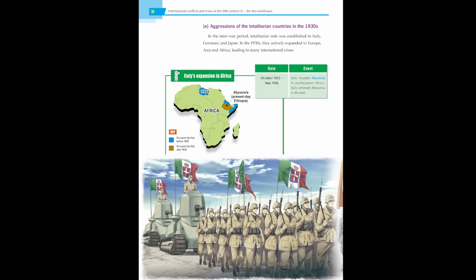E. Aggressions of the totalitarian countries in the 1930s. In the interwar period, totalitarian rule was established in Italy, Germany, and Japan. In the 1930s, they actively expanded in Europe, Asia, and Africa, leading to many international crises. Look at Italy's expansion in Africa. From October 1935 to May 1936, Italy invaded Abyssinia in northeastern Africa. Italy annexed Abyssinia in the end.